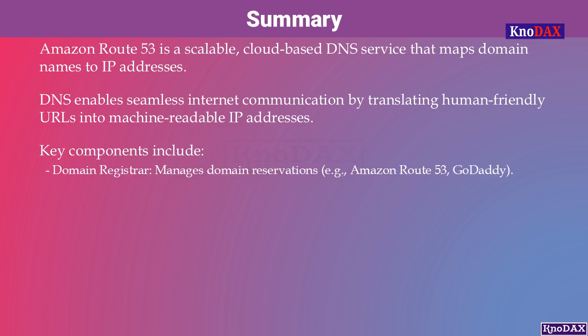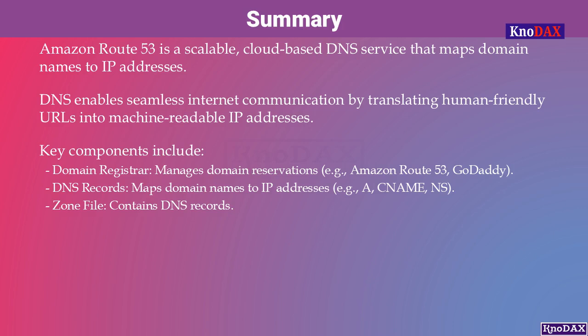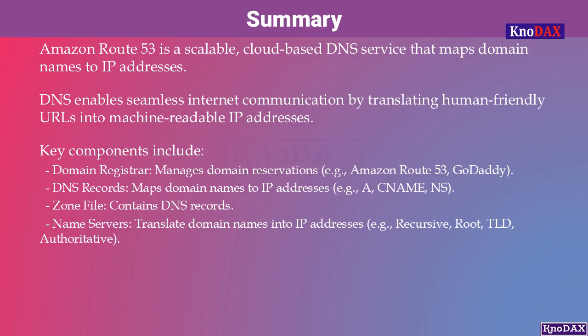The essential components of DNS include Domain Registrar, organizations like Amazon Route 53 and GoDaddy that handle domain name reservations. DNS Records. These are mappings between domain names and IP addresses. Common examples are A records, CNAME records, and NS records. Zone File. A file that contains DNS records for a specific domain. Name servers. Critical for DNS functionality, they translate domain names into IP addresses. Types of name servers include recursive, root, TLD, and authoritative servers.